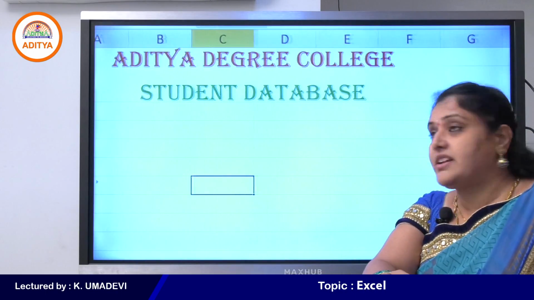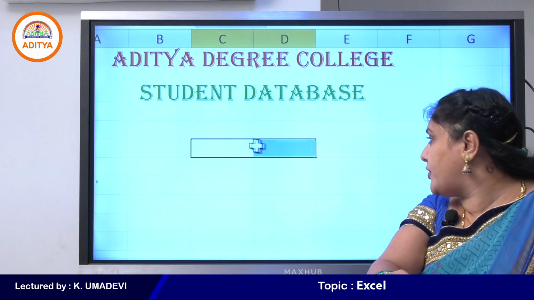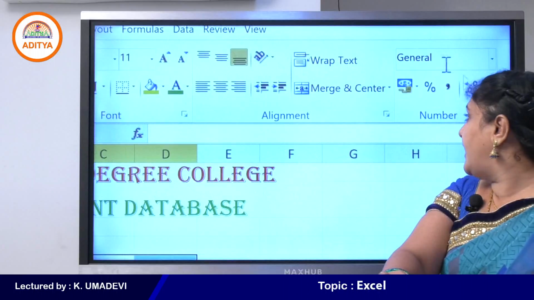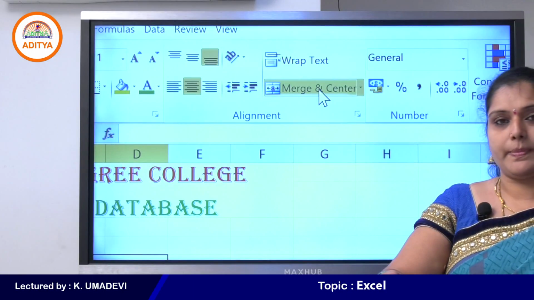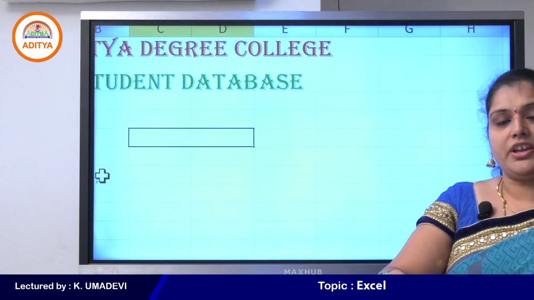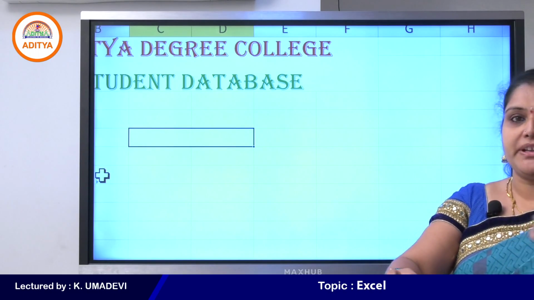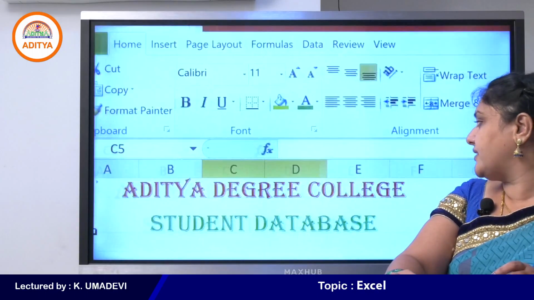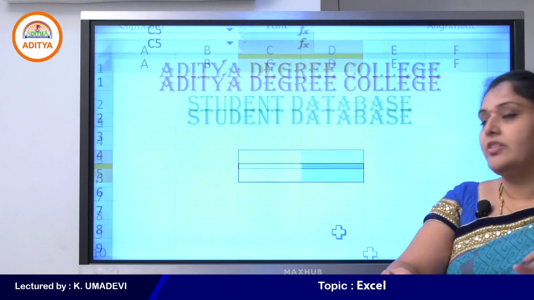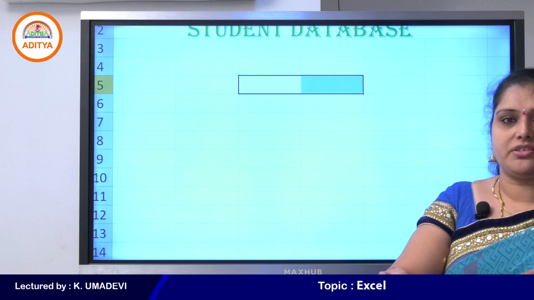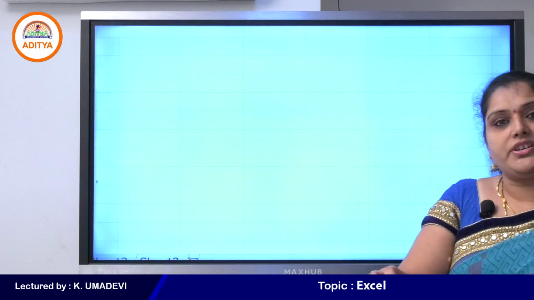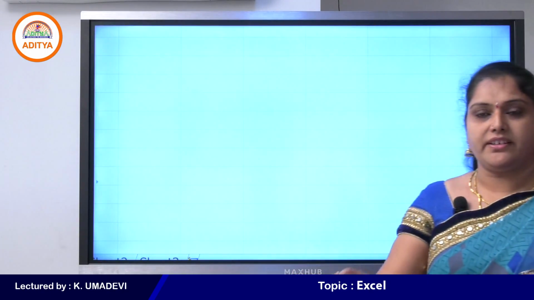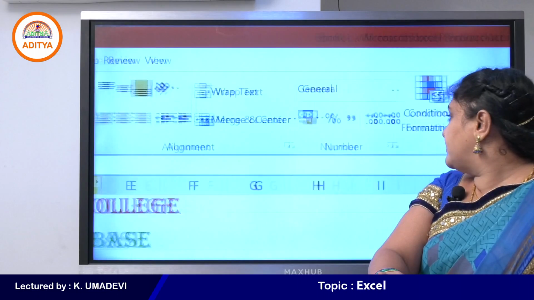So this is nothing but merge and center. For example, if you want to merge two cells, first select the two cells and click on merge and center. If you do not want to merge these cells, select the merged area again and click on merge and center. Now it will go back to its original position. Okay students, like this you can use merge and center to combine two or more cells, right? So next one, number group.